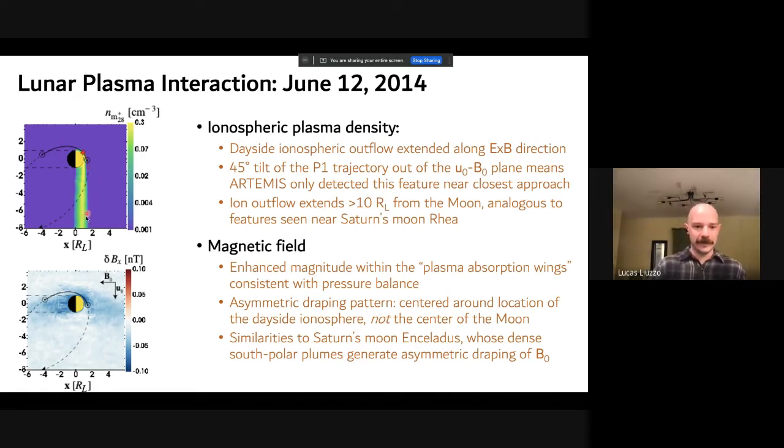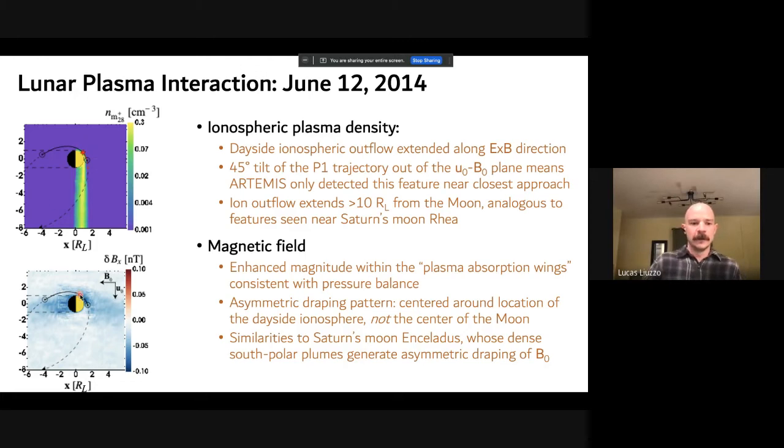But if, for example, Artemis was able to pass through this region, it could have seen this extended ionospheric outflow associated with the moon's ionosphere, something similar to what we see at Saturn's moon Rhea, where this ionospheric pickup and E cross B just pulls the ionospheric particles further and further away from the moon.